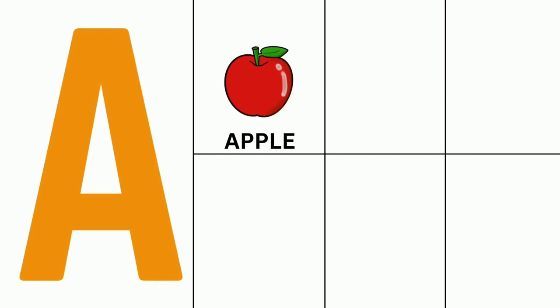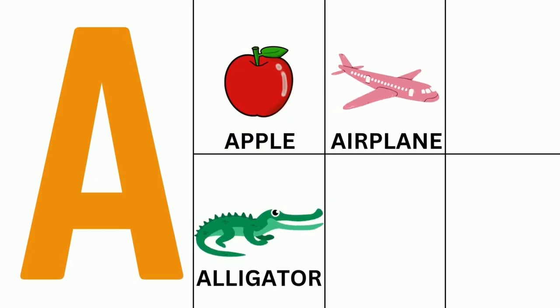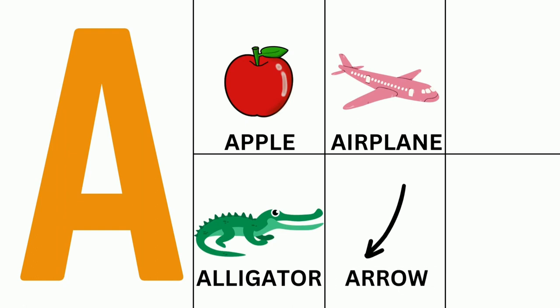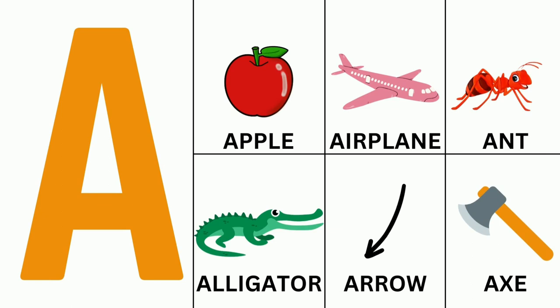A. Let's learn the words that start with A. A for apple. A for alligator. A for airplane. A for arrow. A for ant. A for ax.